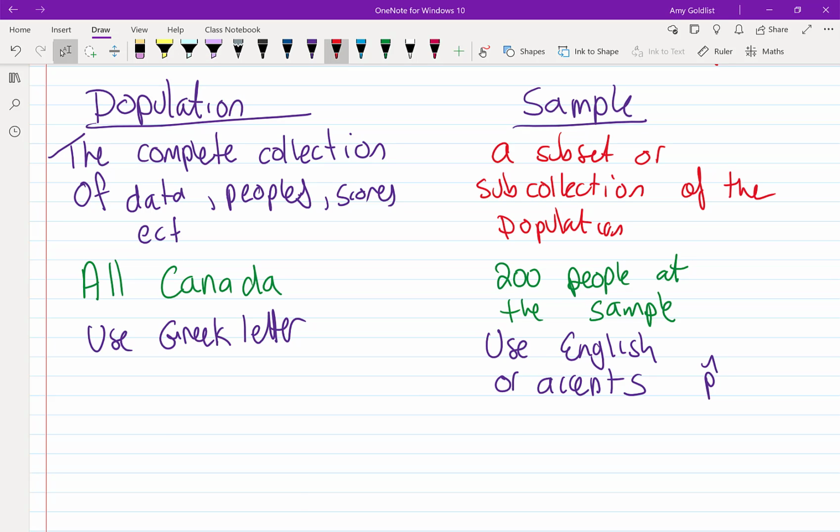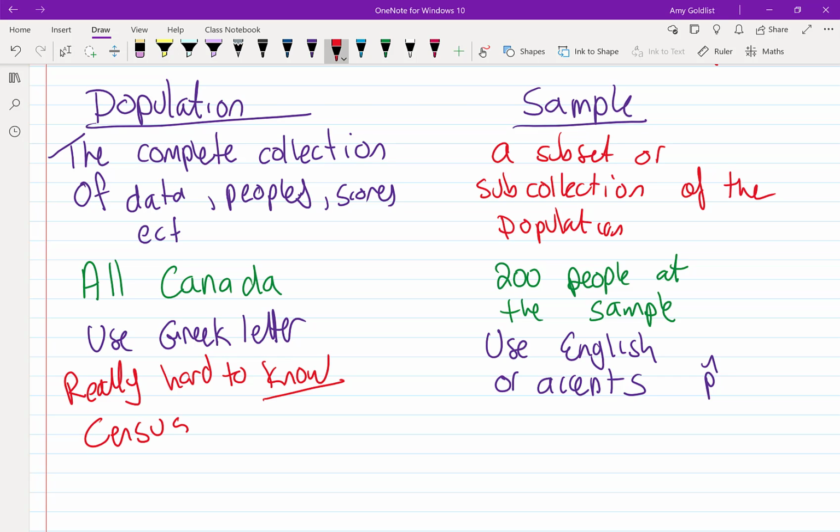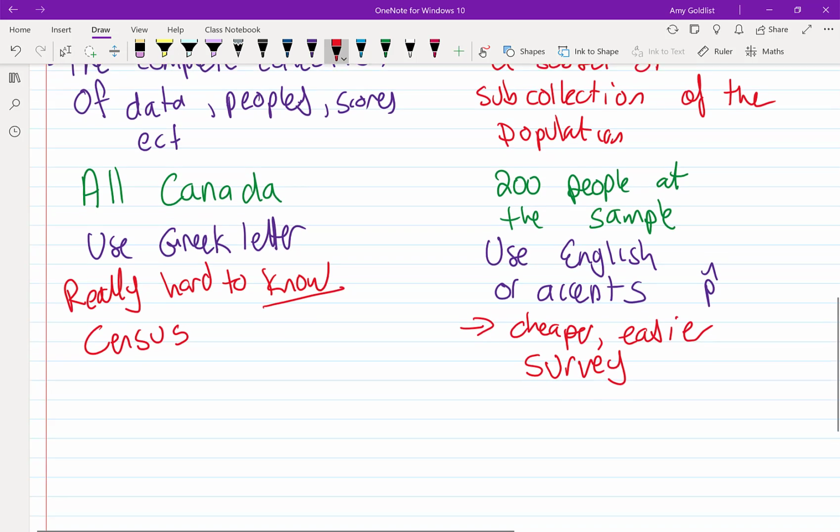In general, this is the hard thing. Populations are really hard to know. They're expensive to survey. And if we actually did want to know everything, that's called a census, when we talk to everybody in a population. In general, for the population of Canada, censuses occur every 4 years because they're expensive. Samples are cheaper and easier. And we call them a sample or a survey. Well, we're not talking to everybody, but we're talking to some.